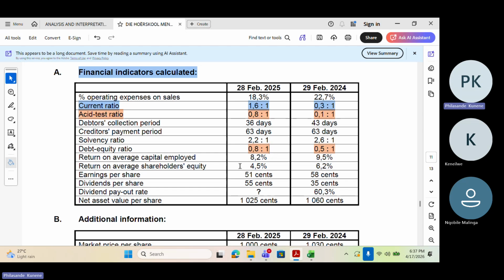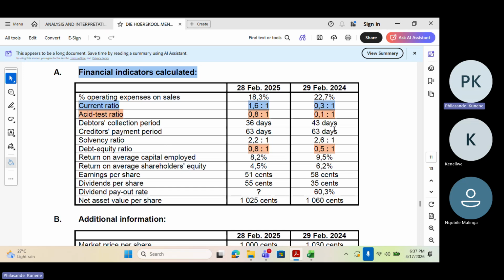We are exposed now. They're going to charge us interest on this debt that is increasing because we're borrowing more loans here. We're taking mortgage loans. That's why 0.5 increased to 0.8. You see, that is not something we should be happy about as shareholders or directors of the company, right? Because we will end up having 1:1, which is now starting to be bad.